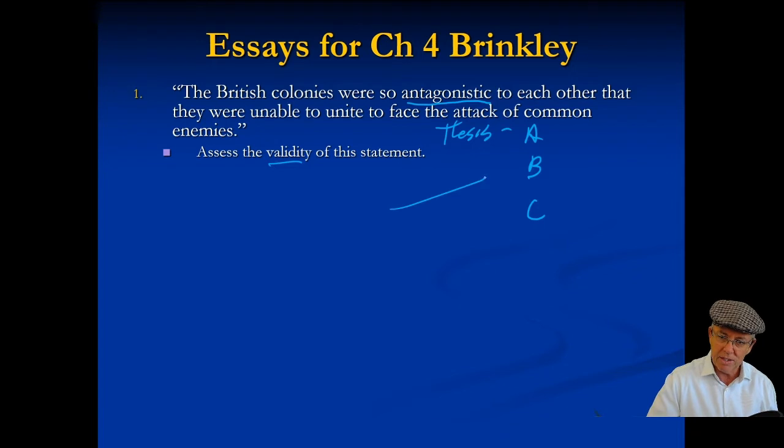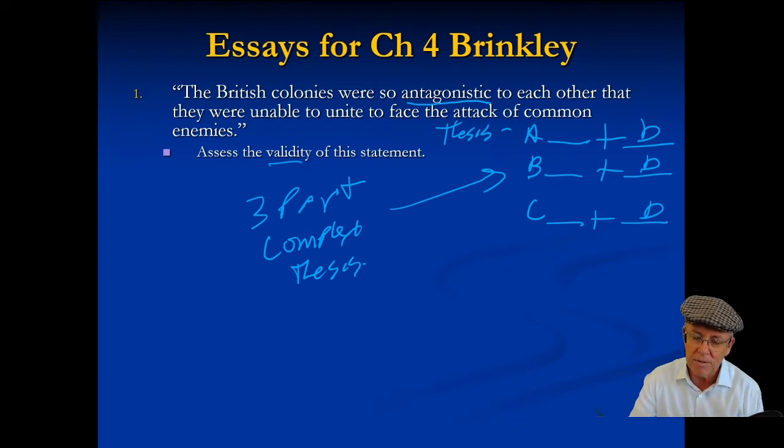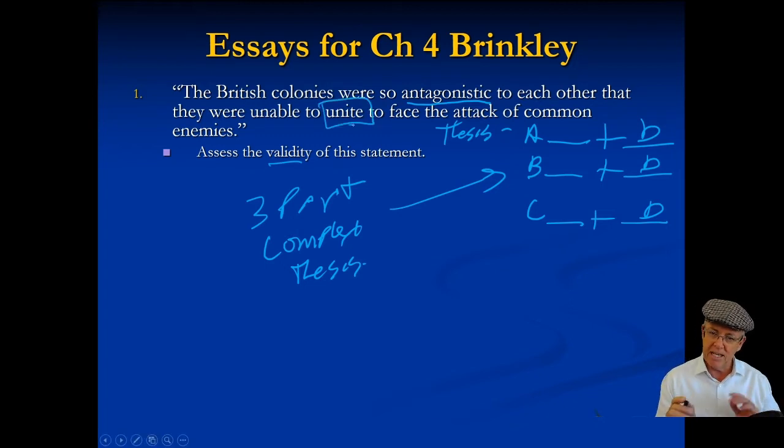We call this a three-part complex thesis, which means you have a main topic that you're going to argue, plus a detail, plus a detail, plus a detail. So for this one, you have to brainstorm. Were the colonies antagonistic, and were they unable to unite? Were they able to unite? By the end of this unit, you should be able to say, yeah, they were able to unite.